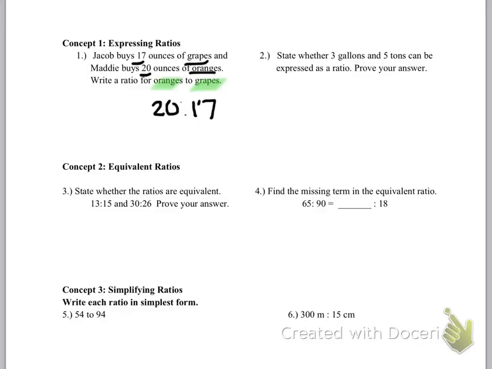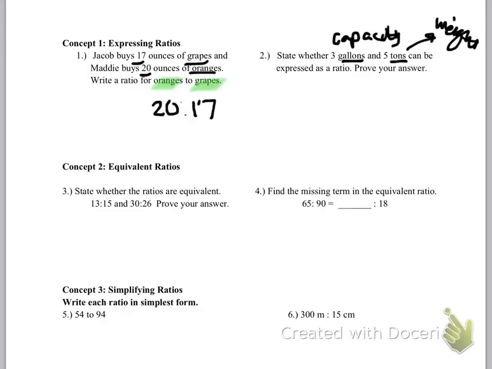Problem number 2 says state whether 3 gallons and 5 tons would be expressed as a ratio, and then you have to prove your answer. So I want to focus on the labels and think about what I know about those. Gallons is how much something can hold. That would be capacity. And tons is a weight. So even though those are both forms of measurement, they are two different kinds of forms.